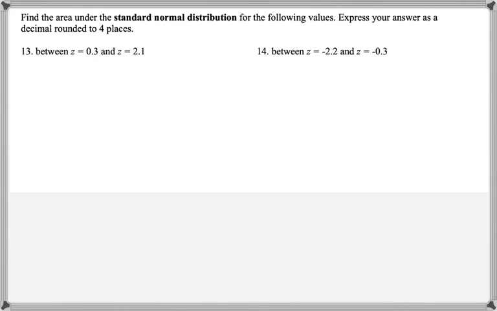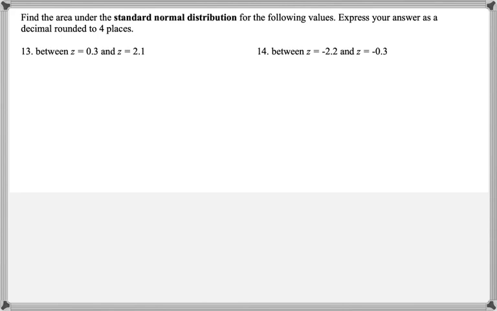Find the area under the standard normal distribution for the following values. Express your answer as a decimal rounded to 4 places. So 13 says between z is equal to 0.3 and z is equal to 2.1.